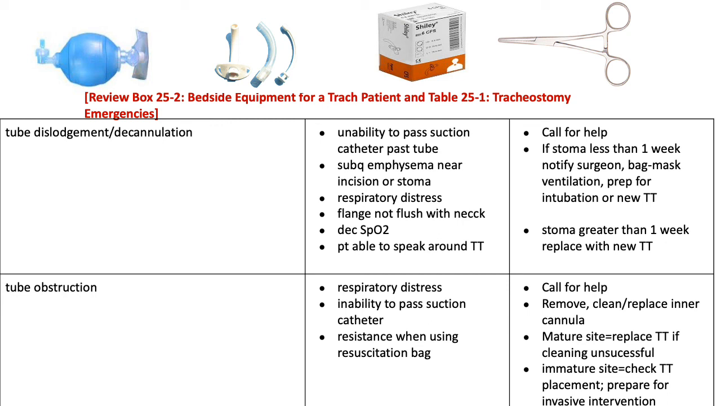They may look a little pale, respiratory rate high, and their pulse rate goes up to try to get more oxygen out. You may see use of accessory muscles. The flange, which is the face plate of the tracheostomy tube, may not be flush with the neck. Again, decreased O2 sats. And if the tube is dislodged, the patient might be able to speak around the tracheostomy tube because air is able to go up and around the larynx or the vocal cords.